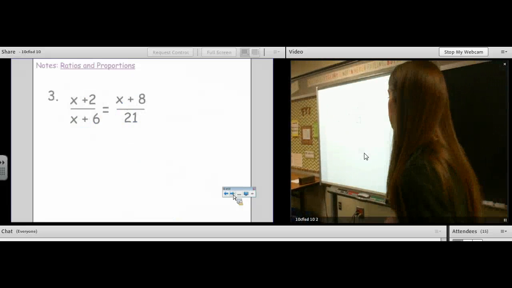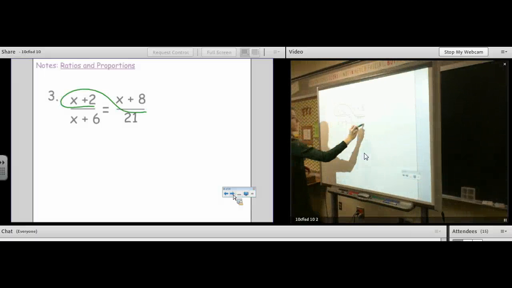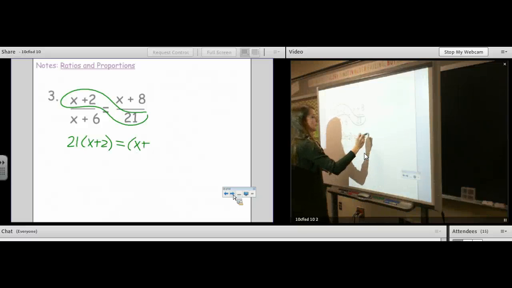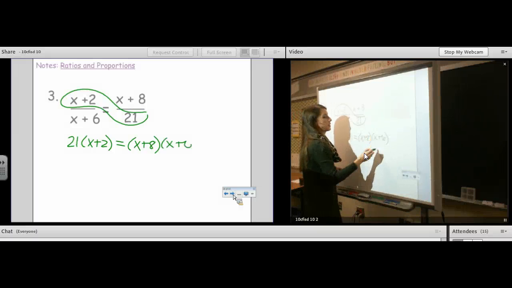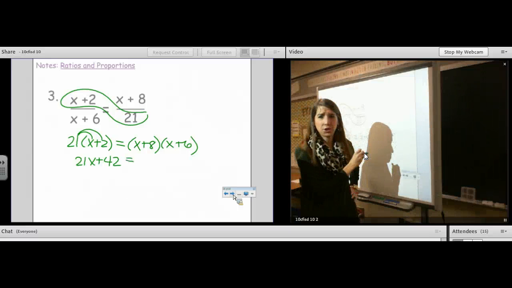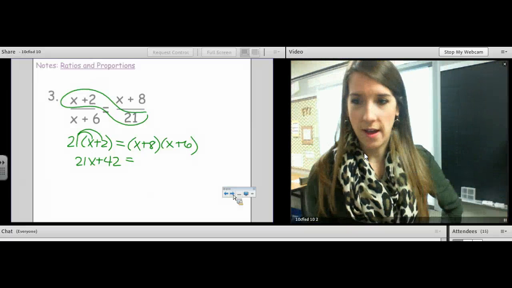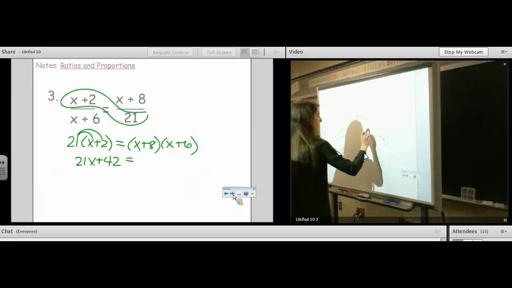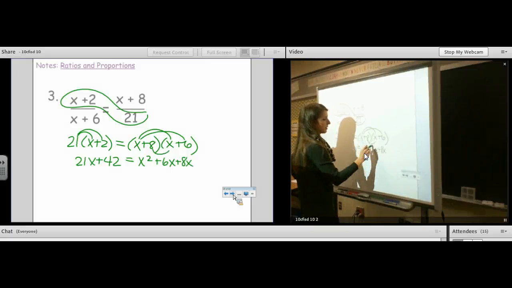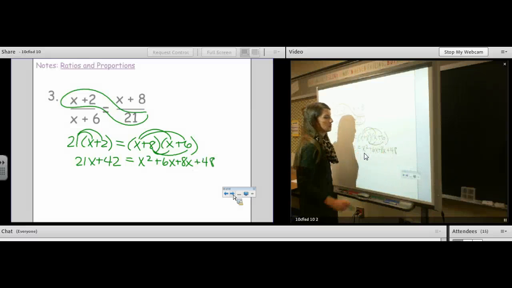Lots of algebra. Let's write this one out. Cross multiply. 21 times x plus 2 equals x plus 8 times x plus 6. This side is not bad. We just distribute this side. 21x plus 42. This side, you have to make sure you FOIL. Okay? 8x times x, x squared, plus 6x, plus 8x, is 48.